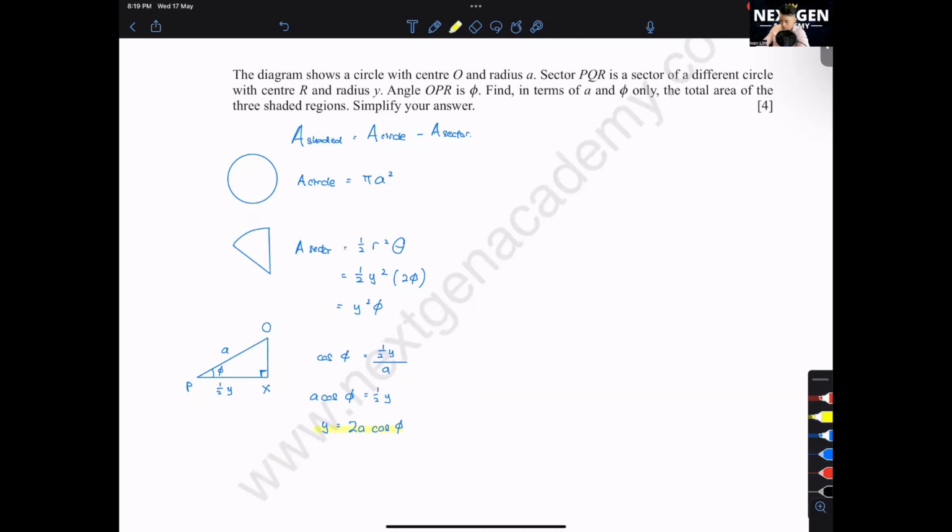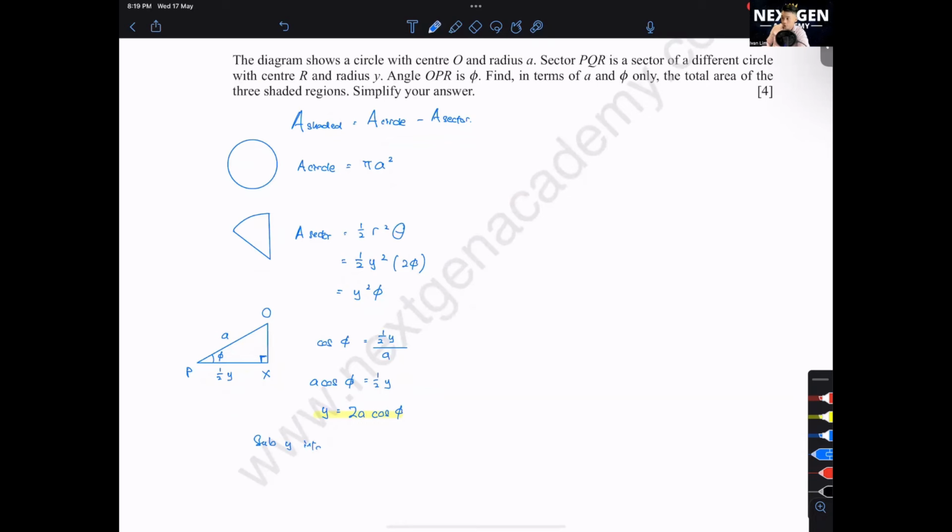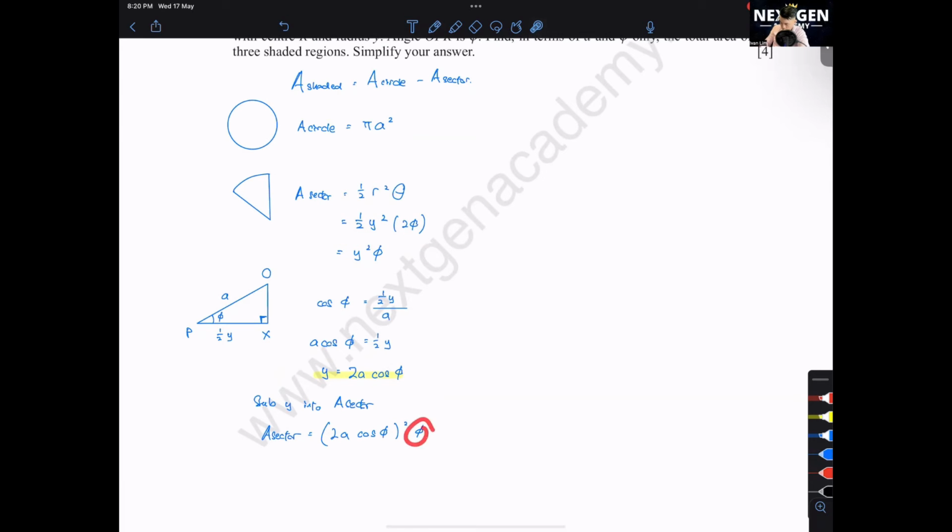So I don't want this, I'm going to substitute this into here. Sub Y into the area of the sector. Area of sector will be equal to 2A cos phi, the entire thing squared, then multiply by phi. This phi is by itself, so this phi is just a value. You don't go and multiply it with the cos phi. So what you will get over here is 4A squared, this phi behind, now I bring it in front, then this one like that. You cannot take this cos phi times phi. It doesn't work that way.